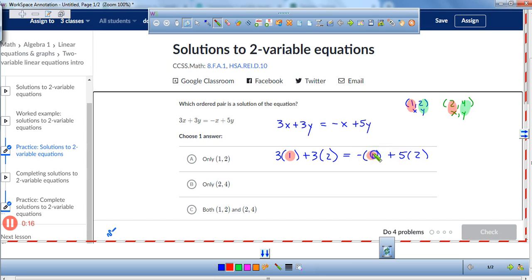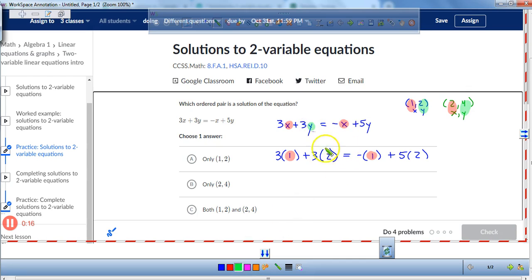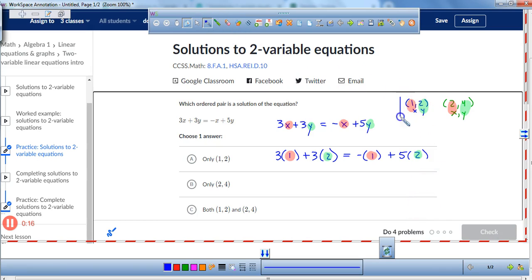So you'll notice, wherever there was a value of x, what did I do? I plugged in the number 1. And wherever there was a value of y, I plugged in the number 2. So I'm checking this ordered pair. Right now, if you're wondering what I'm doing, I'm checking to see if this ordered pair works. Well, let's see if it works.